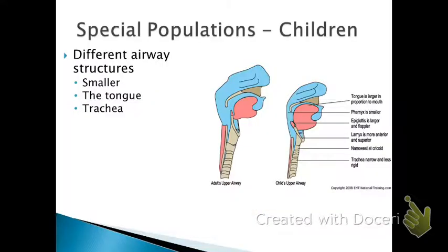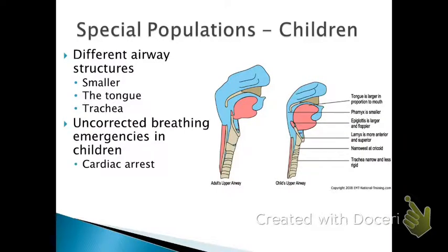So as a recap, when we talk about children versus adult and airway, we know that they have different airway structures. Again, remember the tongue is huge when compared to the adult. Children have smaller mouths and smaller noses. And in addition to that, their trachea tend to be a little bit more fragile and more susceptible to fracture. So again, tilting the head back too far might actually cause more harm than good in your pediatric population.